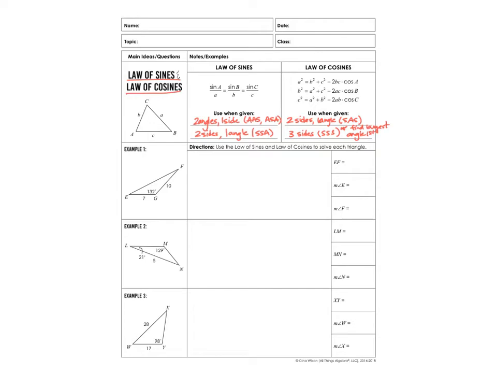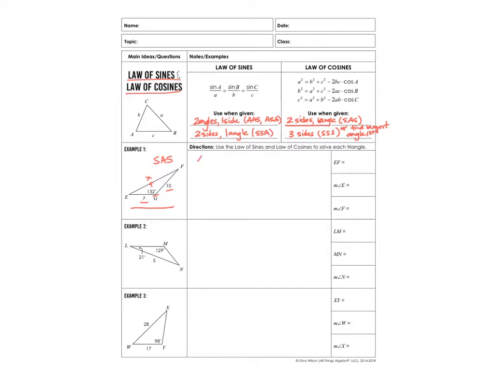Alright, so let's look at example 1. We're given this triangle here. We are given a side, angle, and a side. So we can use the law of cosines to find what we're looking for. So, side, angle, side. We have an angle and we don't know what EF is. So let's just use X for EF.